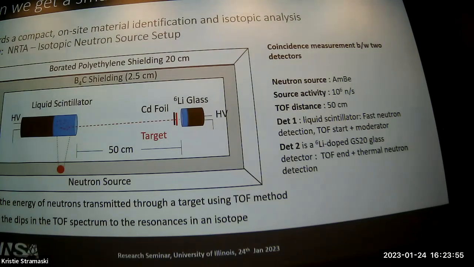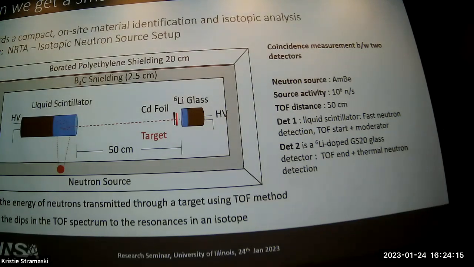So for the source over here, we started with an AmBe source. Again, this source emits neutrons up to 11 MeV. We have to bring it down to eV, so we need a moderator. We use the liquid scintillator for moderation and to give us a time reference, T0, for the time of flight. So this is the whole setup.